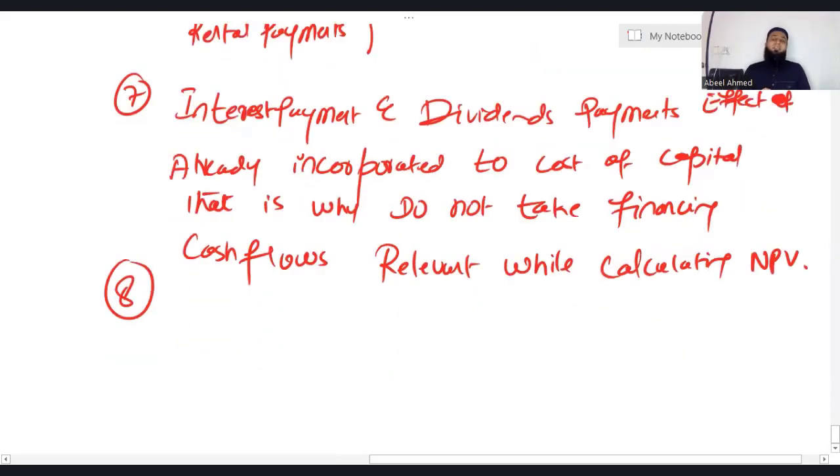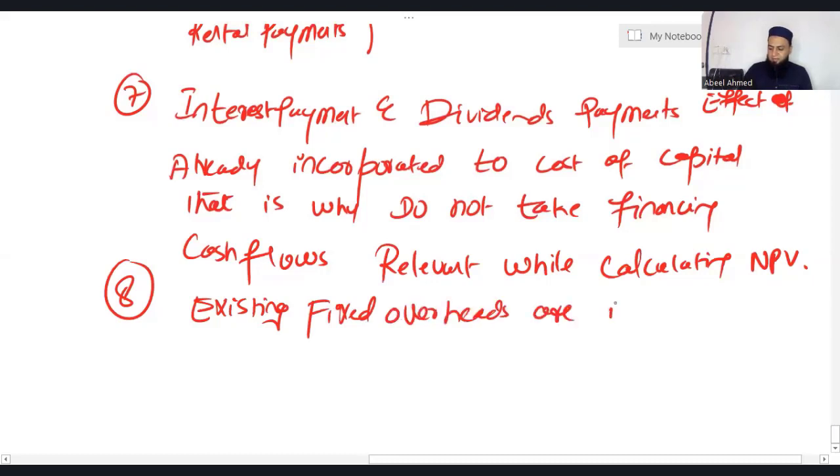Another thing, your existing fixed cost is irrelevant. Your existing fixed overheads are irrelevant. Why are existing fixed overheads irrelevant? Because existing fixed overheads are not incremental cash flows. Repeat: existing fixed overheads are irrelevant because they are not incremental. So existing fixed overheads are irrelevant, because they are not incremental cash flows.